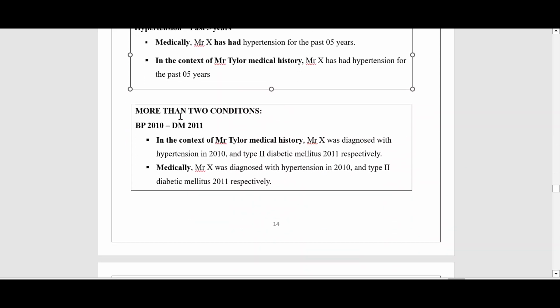And then next, more than 2 conditions. If he is having diabetes as well as BP or many more, then you can write Mr. X was diagnosed with hypertension in 2010 and type 2 diabetes mellitus in 2011 respectively, okay. There is no comma here. You can write in that way. You have already learned the front part, I guess. So medically, Mr. X was diagnosed with hypertension in 2010, and this comma is not needed, I guess.